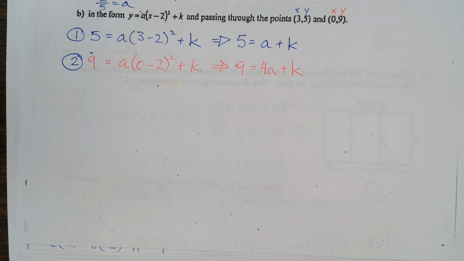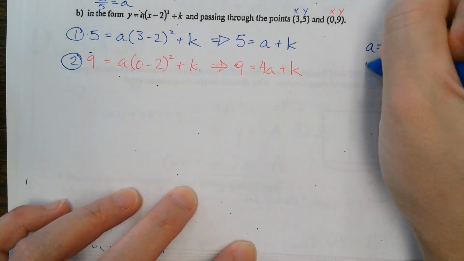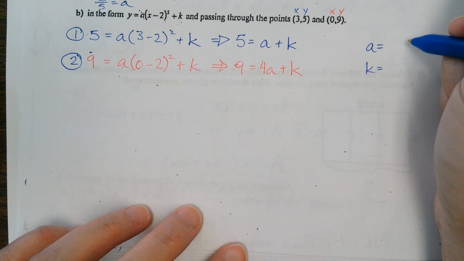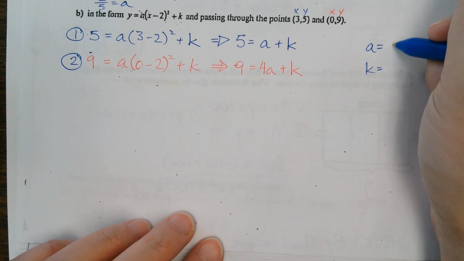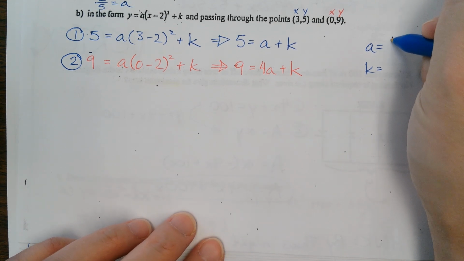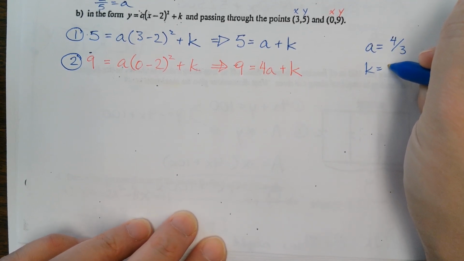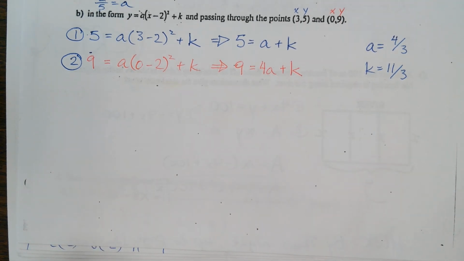Oh, Elizabeth, what did you get? Sorry, 4. 11 over 3. All right. Paul, is that what you got? You got that too? Woohoo! Good job, Elizabeth. Your answer is correct.